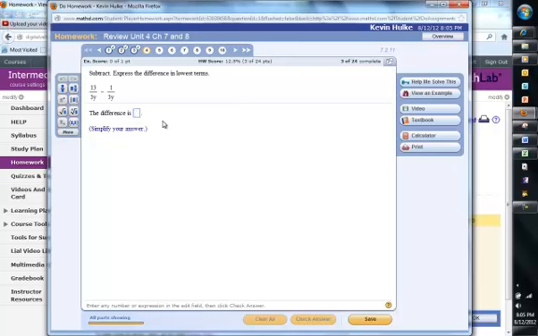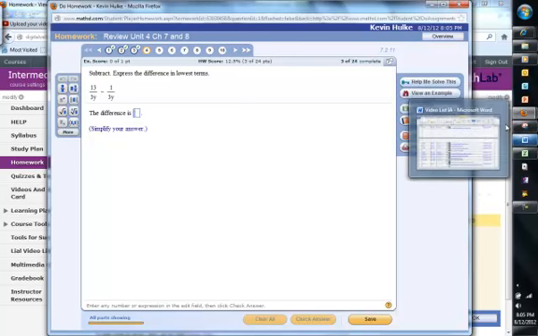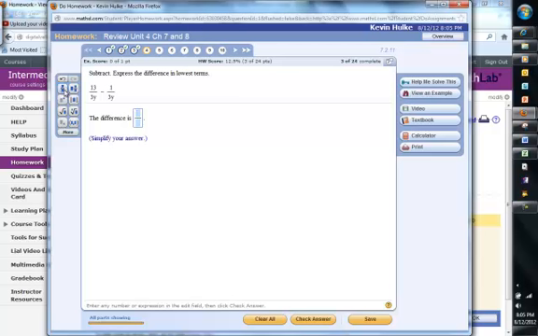Number 4, subtract. Since the denominator is the same, we can just work with the numerators. 12 over 3y. Now if you notice, 12 and 3 are both divisible by 3, so it's 4 over y.